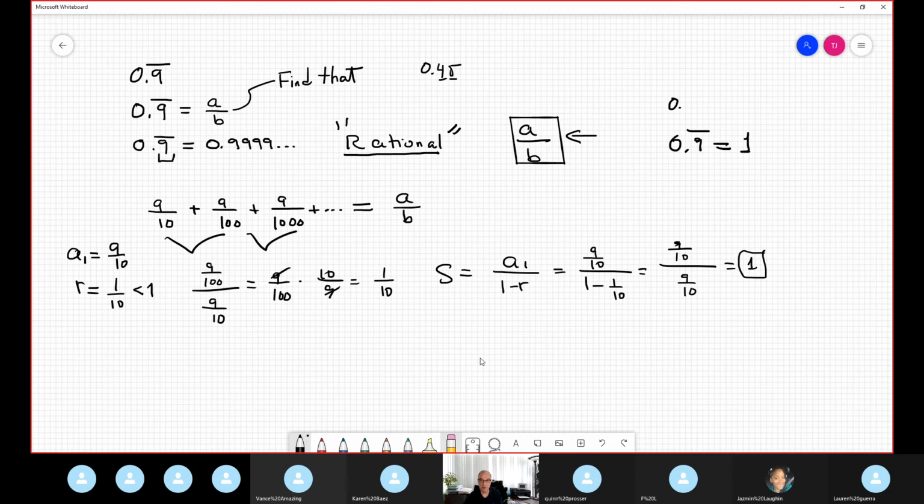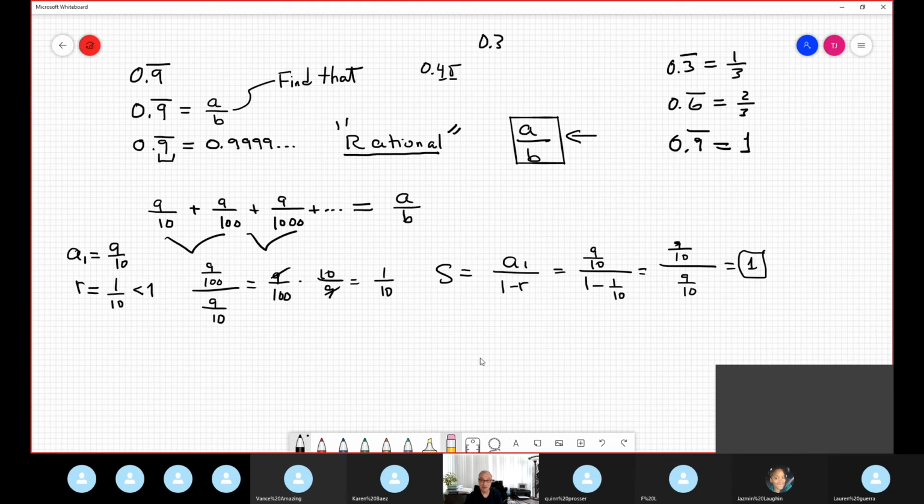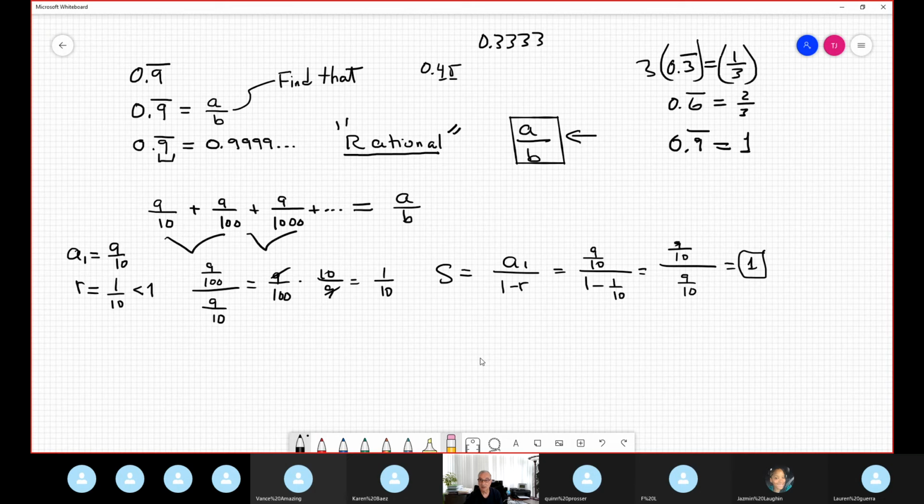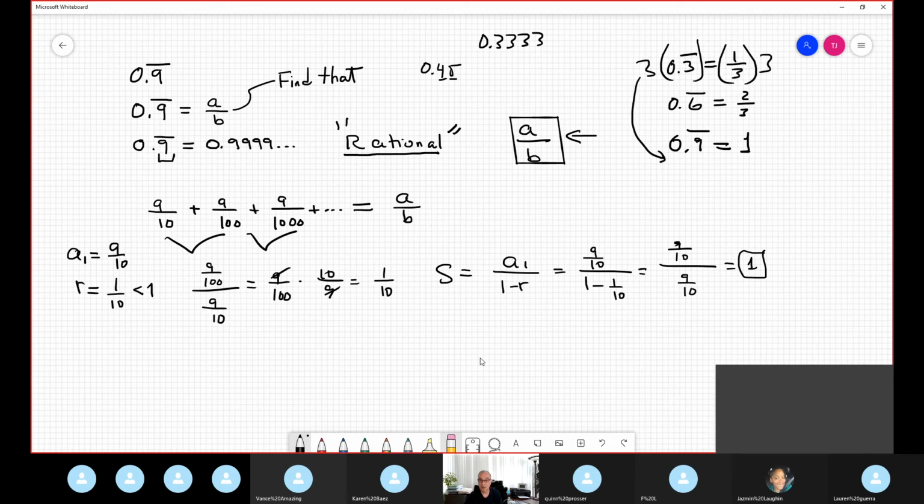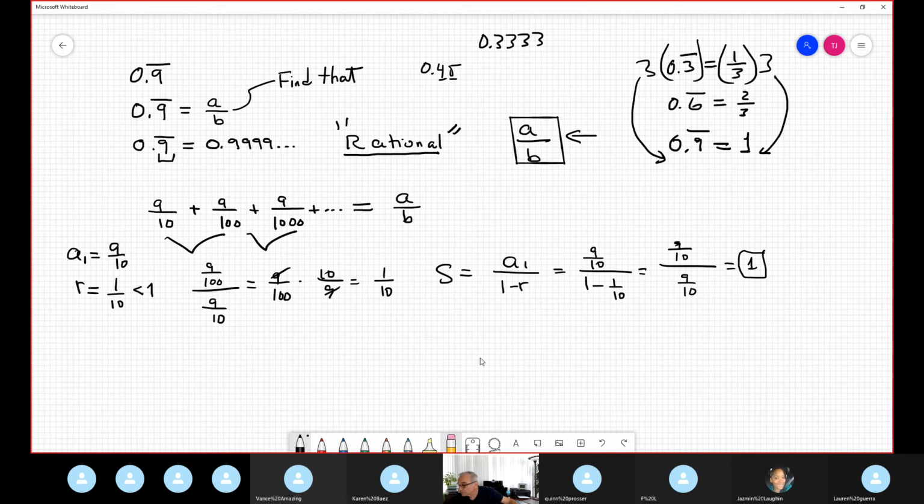We proved that 0.6 repeated was 2/3, right? And if, for example, you divide it by 2, it's 0.3 repeated, which is equal to 1/3. Yes or no? Are you familiar with this number? If you multiply both sides by 3, this is 0.9 repeated, and 1/3 times 3 is 1. This is one super elementary way to prove this idea. Okay?